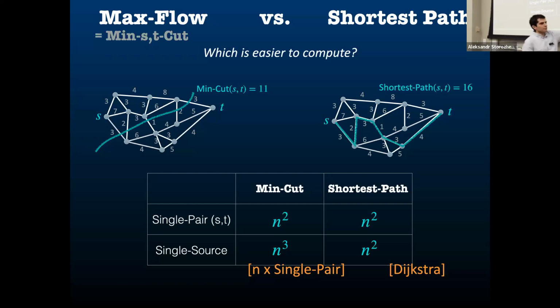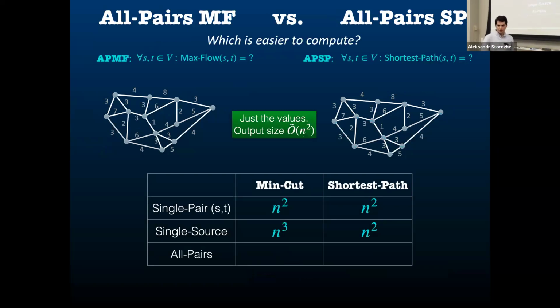Okay, so here we're starting to see a gap. So maybe that's going to give us the separation. And so let's look at the more general problem in this context, the all pairs problem. So you just use one graph, and you want to know for every pair what is the distance or what is the minimum cut. Okay.